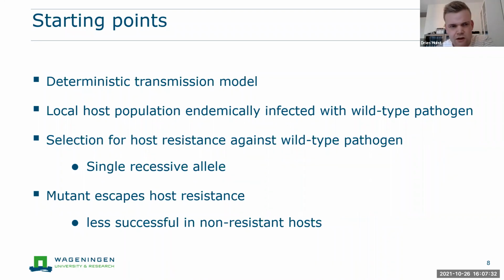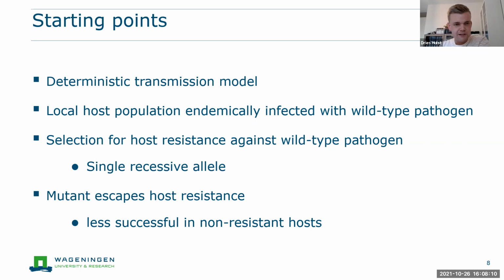So I did a deterministic analysis of a transmission model. The starting point for that is a local host population, for instance a herd of cattle or pigs, which is endemically infected with a certain infectious disease. That disease is caused by a certain type of pathogen, and we call that pathogen the wild type pathogen. Then animals in that herd are selected for increased host resistance to reduce the prevalence of the disease against that wild type pathogen.